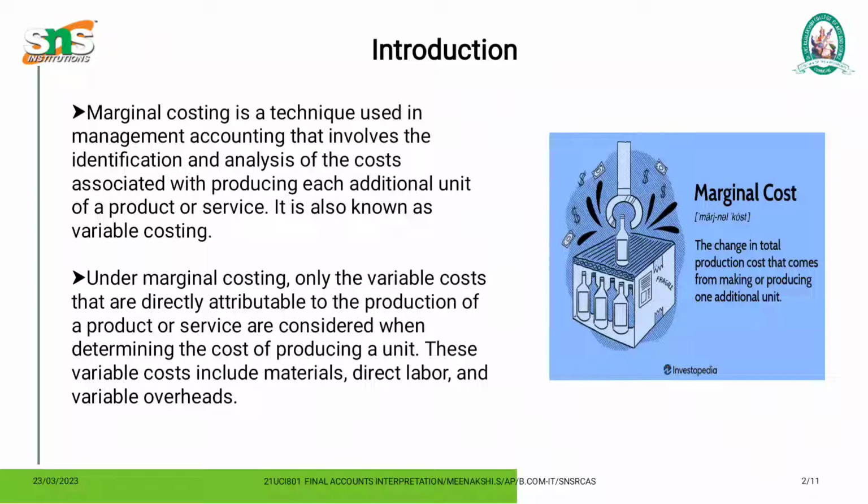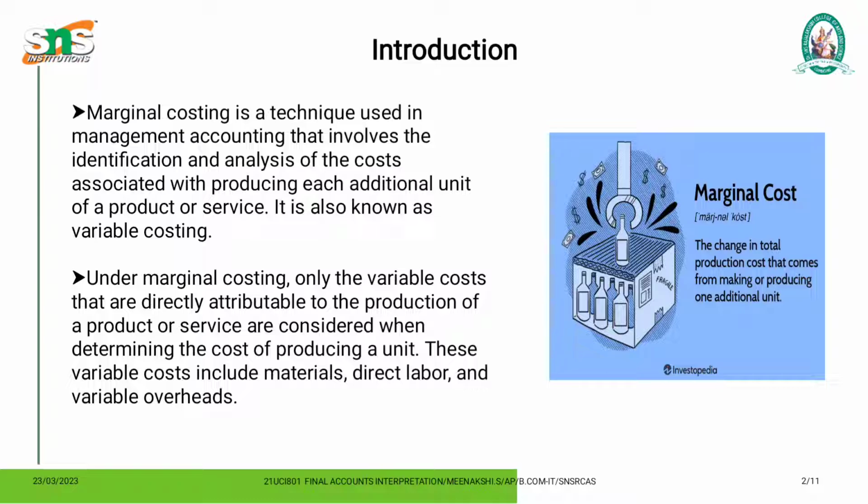Suppose after 6 months he has planned to increase the total production from 100 units to 120 units with the same price. So 120 units into 20 rupees, 2400 rupees will be the total production cost. So he has increased additional 20 units with the same price. So the additional 20 units into the actual price, 20 rupees, gives 400 rupees increase in the overall production.